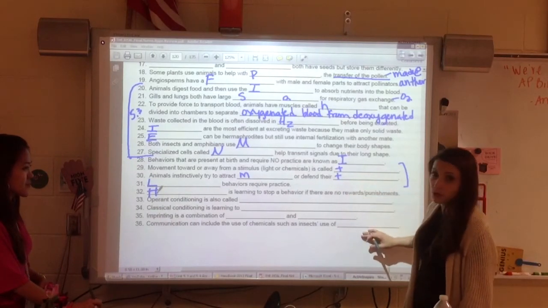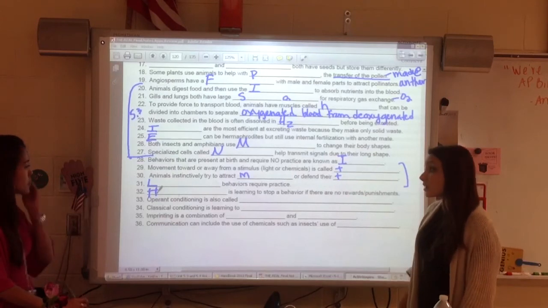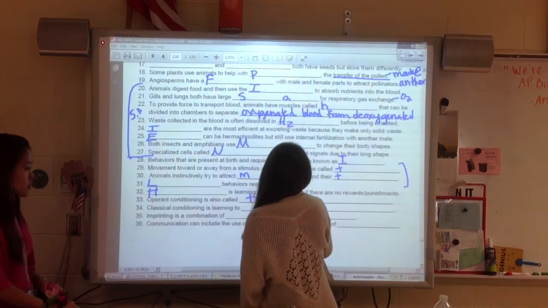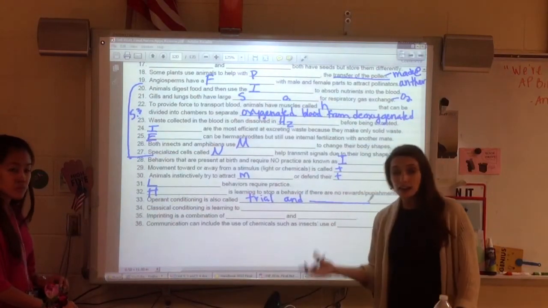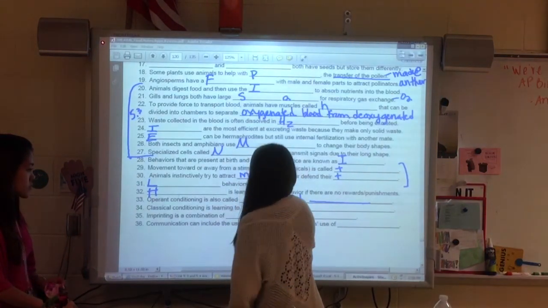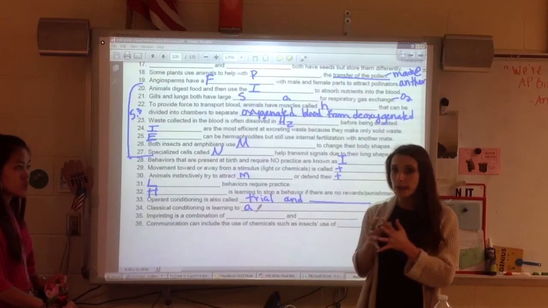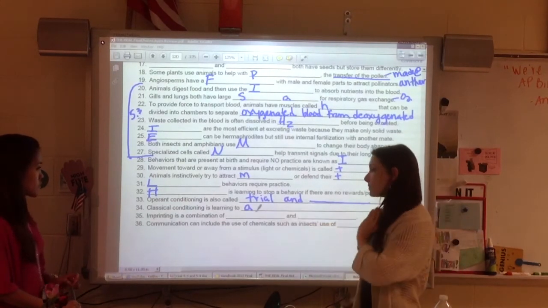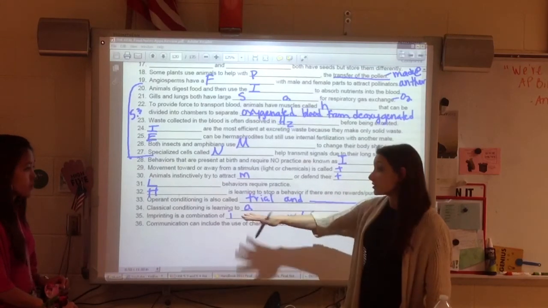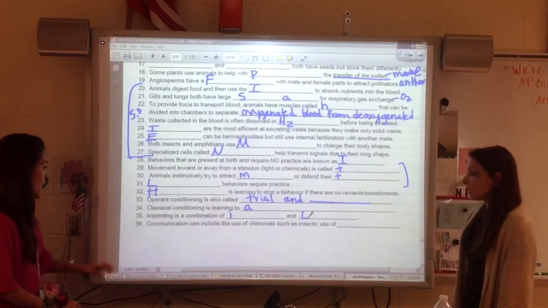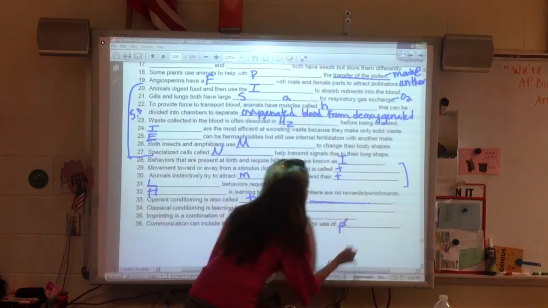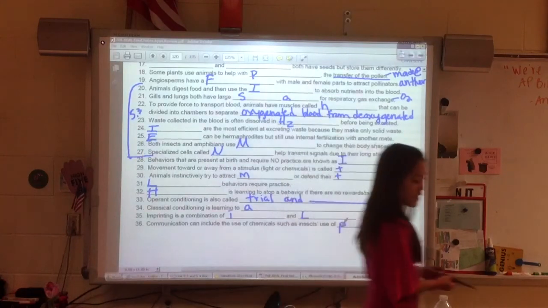We haven't covered 31 through 36 yet. But we want to give you a little bit of a preview. Operant conditioning is also called trial and so I'll just leave this part blank. It means you have to try it, it didn't work, try it, it didn't work. Classical conditioning is learning to, starts with an A, and it means to group things together, so to make a connection between them. Imprinting is a combination of two major types of behavior, those that you're born knowing and those that you have to practice. And then communication can include the use of chemicals, such as insects' use of what starts with a P. Okay. And so that's it for today, and make sure you get started studying.